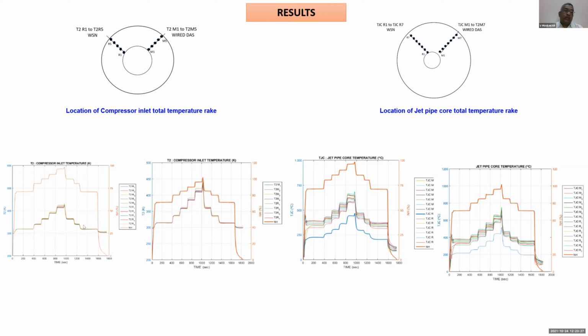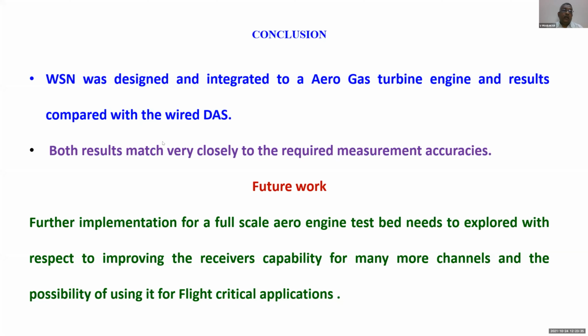And as you can see in the results, they have a very close comparison, with scatters which are agreeable. With this, the conclusion was that a wireless sensor network was designed and integrated into an Aero Gas Turbine engine, and the results were compared with the wired DAS, and both results match very closely to the required measurement accuracies. Further implementation needs to be explored by improving the receiver capabilities and the possibility of using WSN for wireless, flight critical applications.